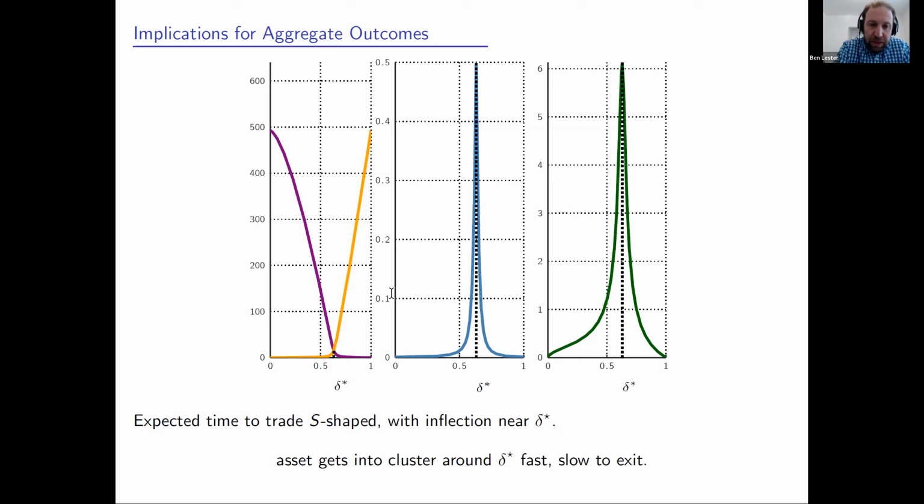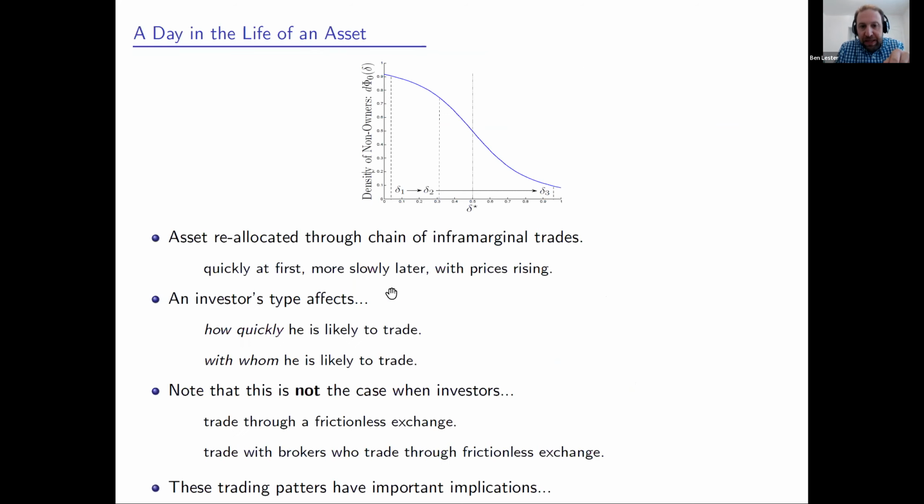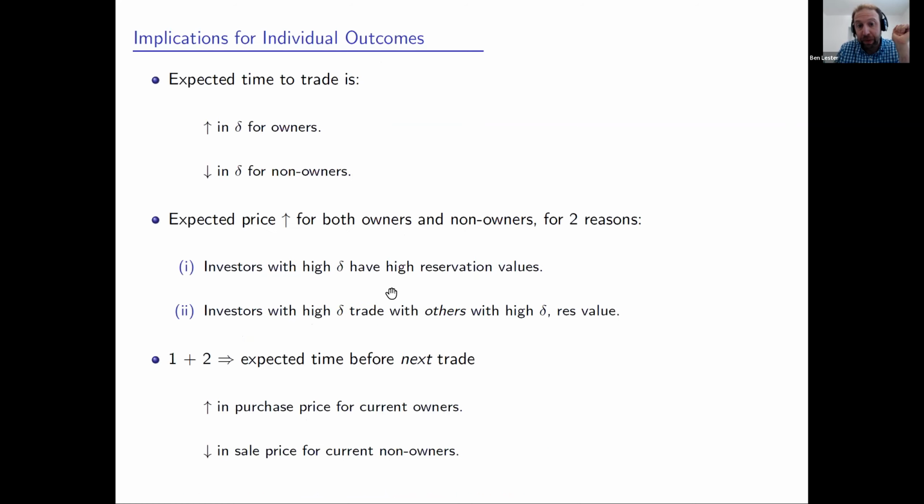Okay, so owners in purple, non-owners in orange. And what you see is that the expected time to trade is sort of S-shaped, with an inflection point right near that marginal type, delta star. So these assets get passed very, very quickly into a cluster around delta star here. And then the trading speed slows down a lot.